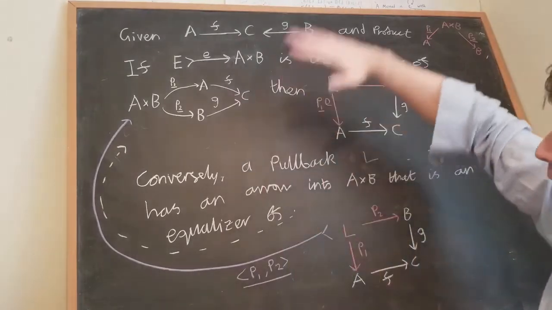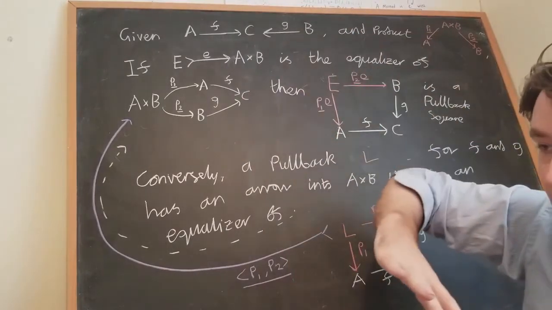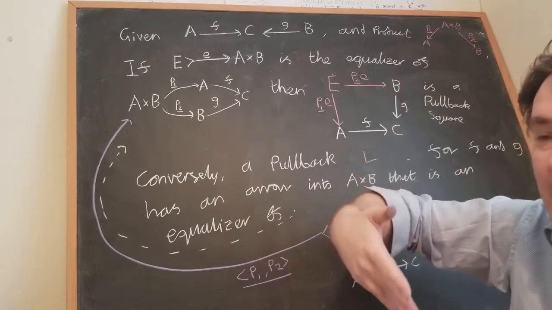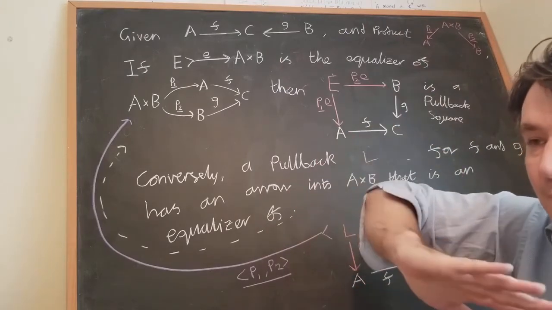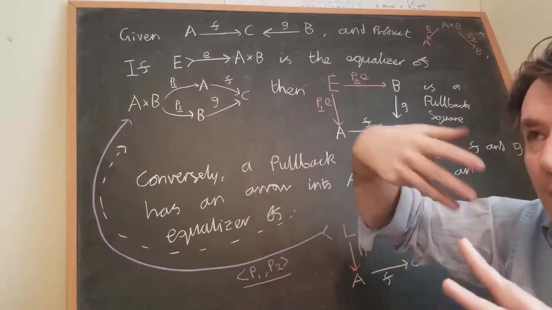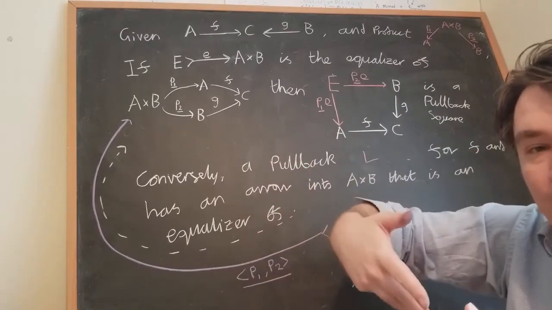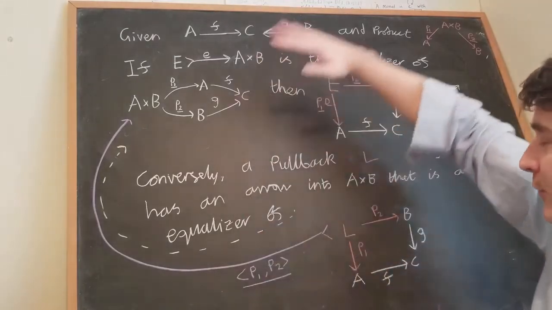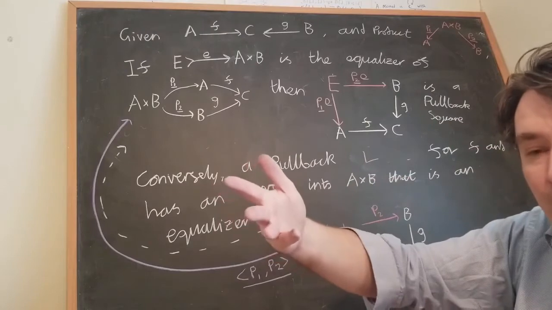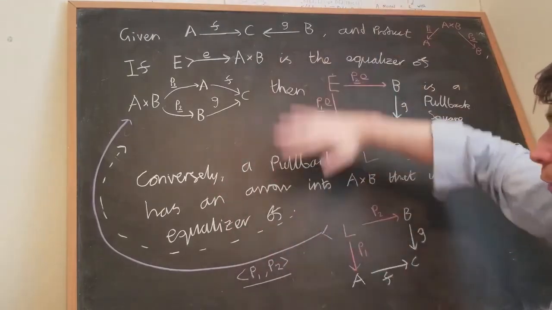And it's a fairly useful result because, for example, in my last video, I described how we can make all these things like products and equalizers, and this result basically tells you how you can combine those things to get pullbacks. So this is a fairly useful result.